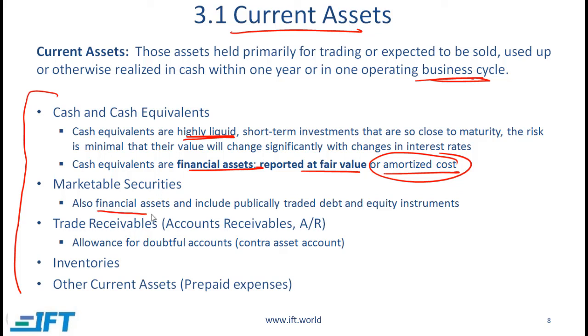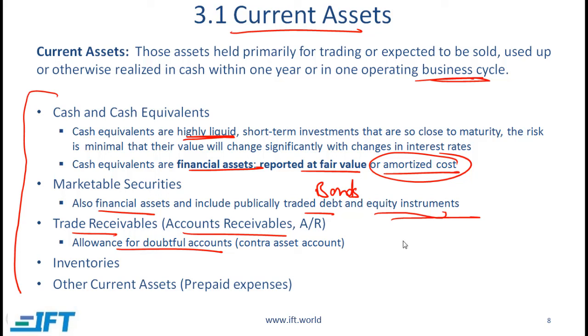Marketable securities are also financial assets and include publicly traded debt and equity instruments. So these would be bonds issued by companies, as an example, and these would be stocks. Trade receivables or accounts receivables are another form of a current asset. We need to also understand the concept of allowance for doubtful accounts. We looked at these from an expense perspective earlier. Here we are taking a balance sheet perspective.